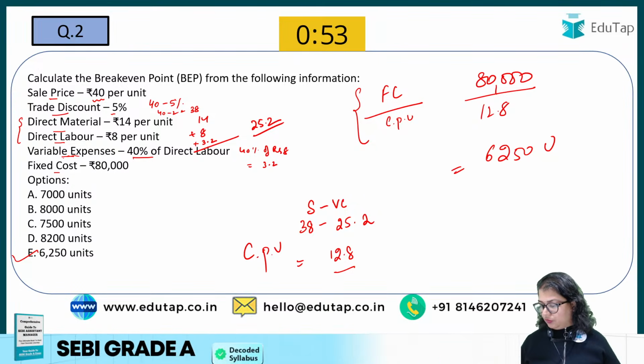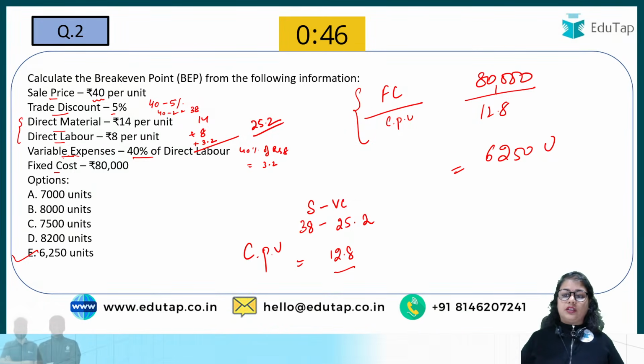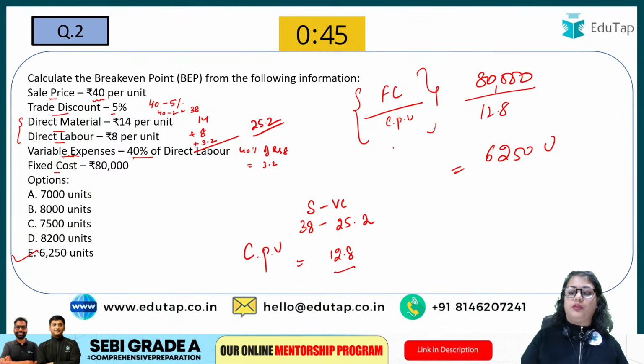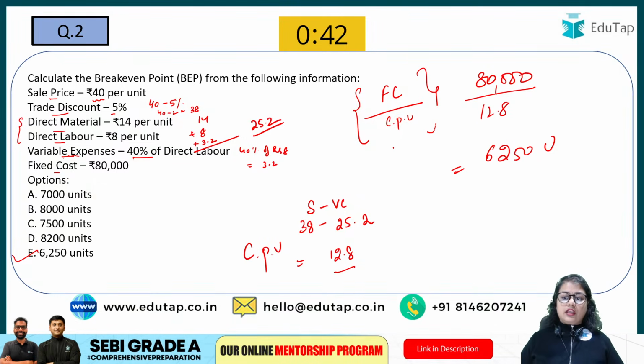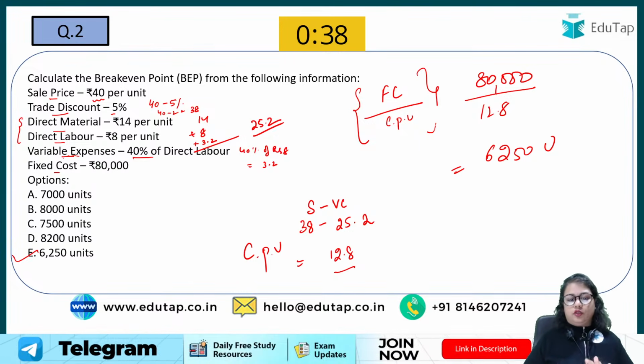Alright, so how many of you gave the correct answer? Most of you gave the correct answer. Yes, so the option is 6250 units. I hope you remember the formula for understanding this question. Okay, so if you remember the formula, then I am 90% sure that you will be able to crack this.